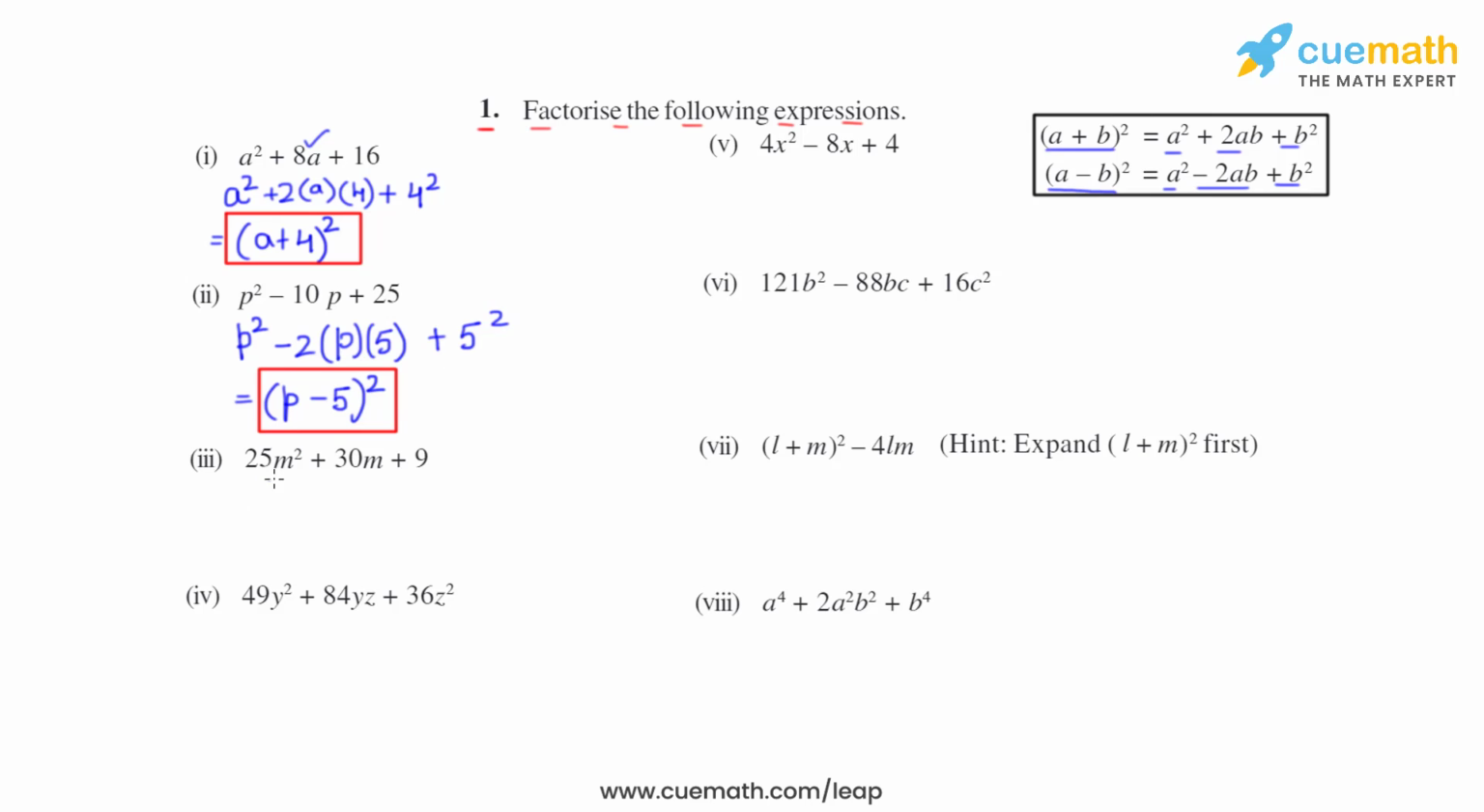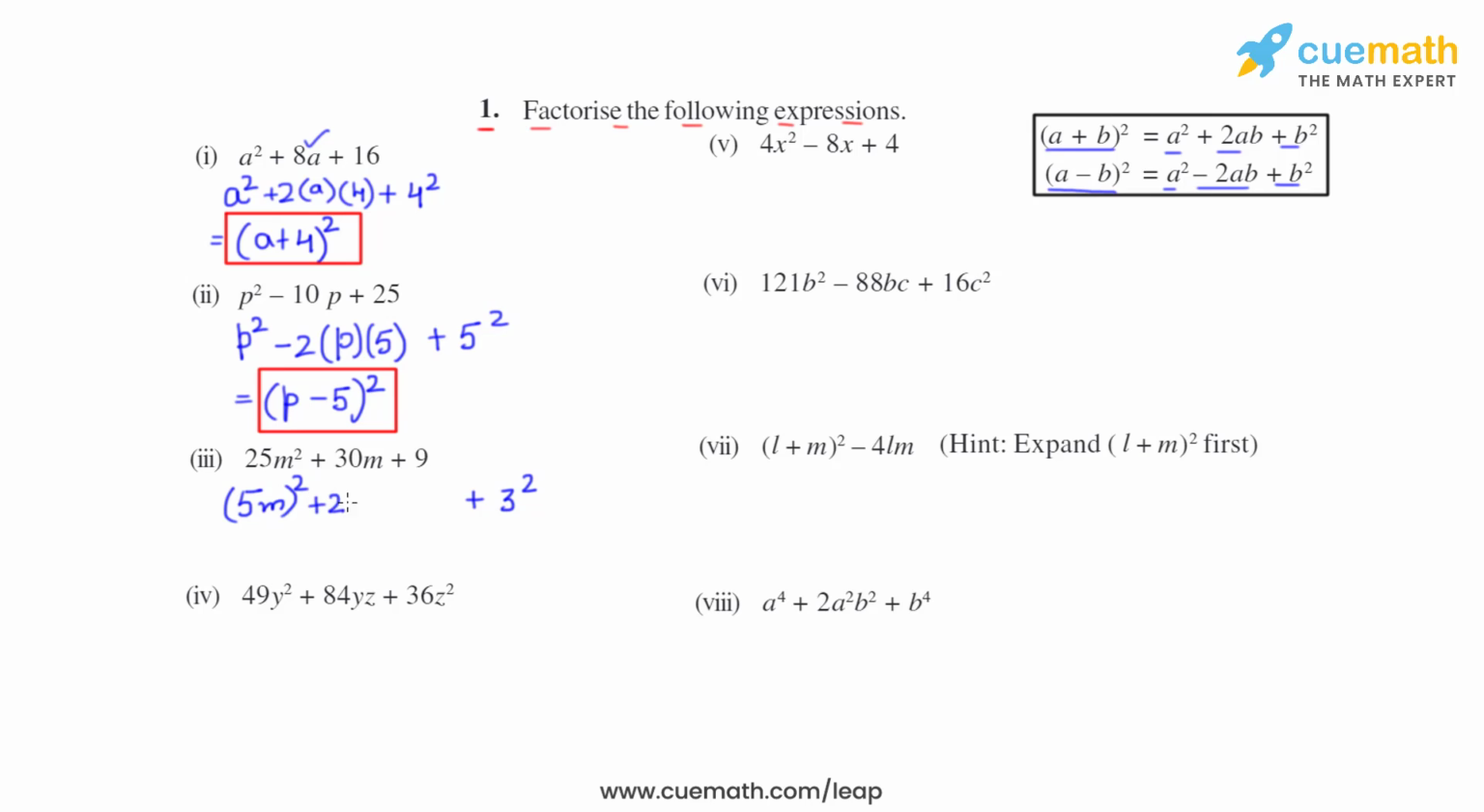Let's do the third one now. Here is 25m square. Can it be written as a whole square? Can it be a perfect square of any number? 25 is a square of 5 and m square is already there. So we can write it as 5m whole square. It means a is equal to 5m. 9 can be written as 3 square. It means b is equal to 3.